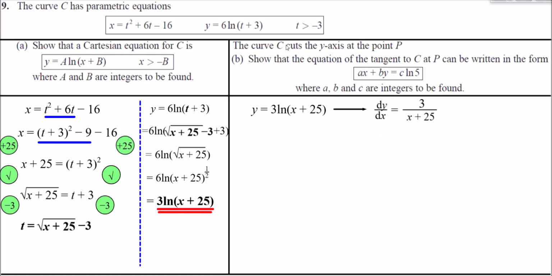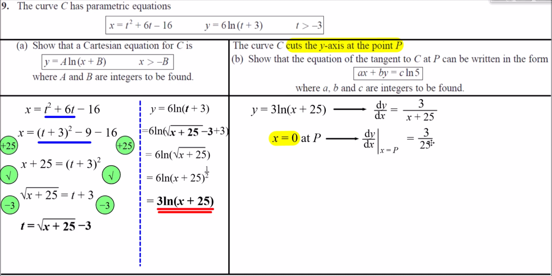Now it says this curve cuts the y-axis at point P. When you cut the y-axis, it means it's crossing the y-axis, and when we cross the y-axis, the value of x is equal to 0. So at point P, x is 0. So if I substitute x being 0 into dy by dx, I can find the gradient at point P. So therefore at P, the gradient will just be 3 over 0 plus 25, which is just 3 over 25.